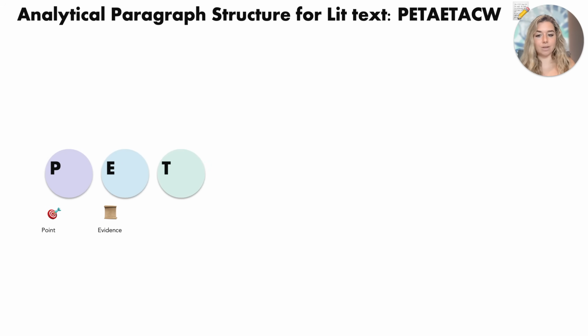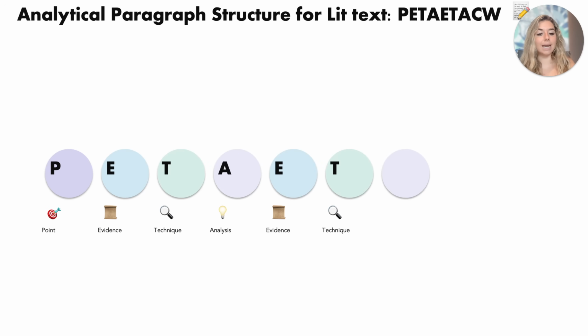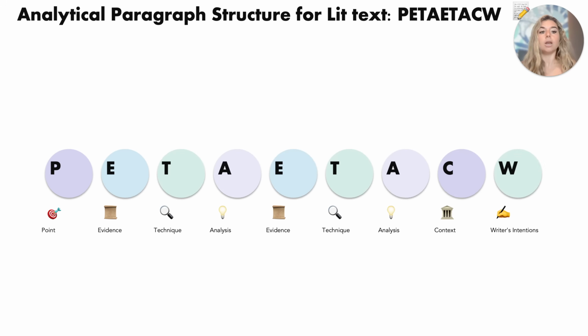And then lastly, our analytical paragraph structure. Now this is for lit text. This wouldn't be for poetry, this wouldn't be for unseen poetry. They're slightly different structures, but this is just for literature text. It's our PETA-ETA core paragraph structure, which stands for point, evidence, technique, analysis, evidence, technique, analysis, context, writer's intentions. Because one of the most important things, like I said with poetry and with literature, it's all good knowing the ideas, but we want to be able to tie it together.